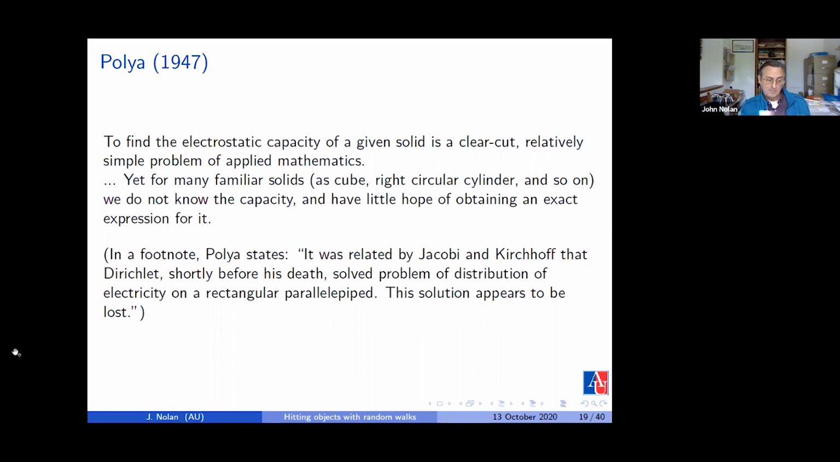And only yesterday, I found this footnote in this paper by Pólya. It's sort of a mini Fermat's last theorem. It claimed that Jacobi and Kirchhoff said that, just before Dirichlet died, he had solved the problem for a particular shape, and that solution appears to be lost. So, who knew that there may be a mini Fermat's last theorem type thing going on here?